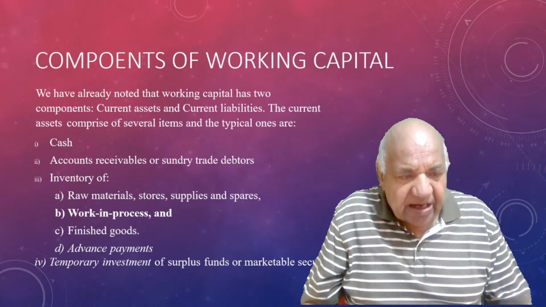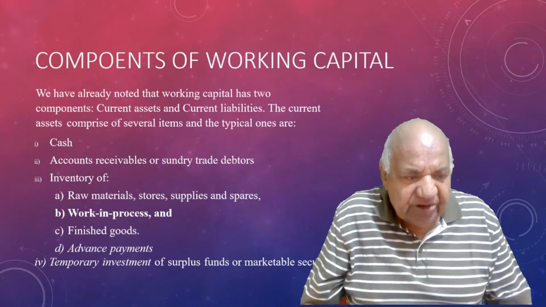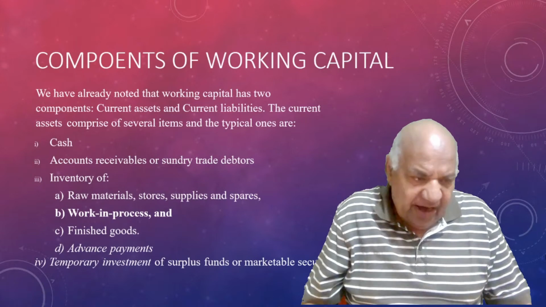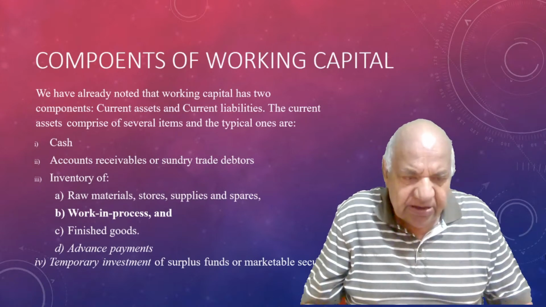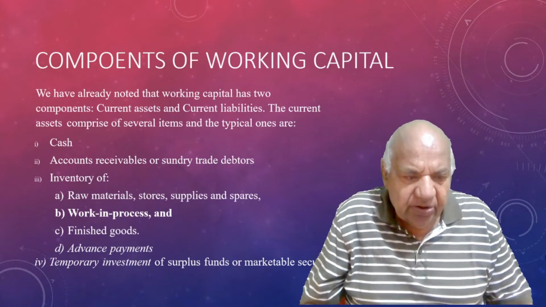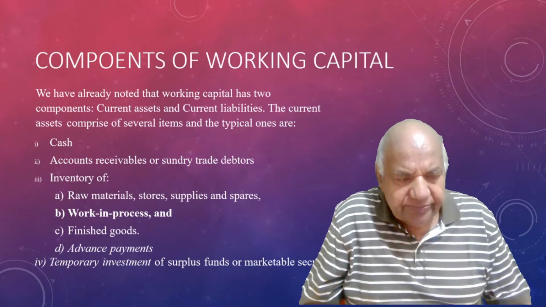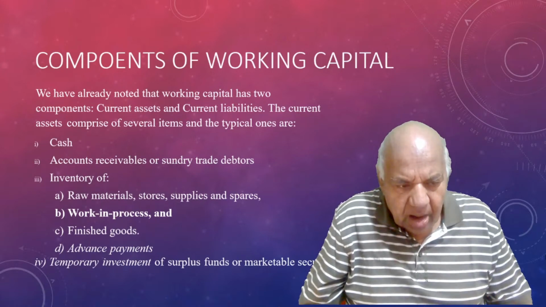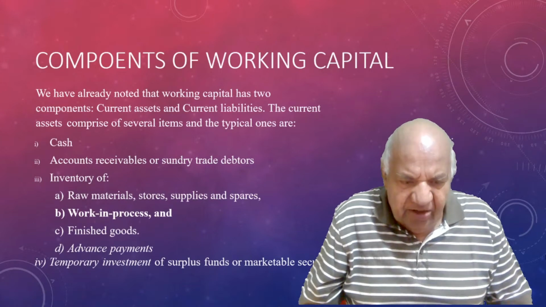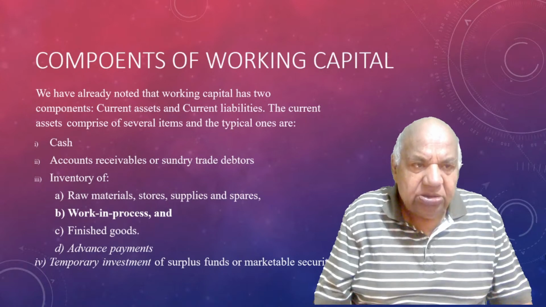Second component is accounts receivable or sundry trade debtors. Third is inventory. Inventory may be of raw materials, store supplies and spares, work in process, finished goods, and advance payments for all these. And temporary investment of surplus fund or marketable securities.